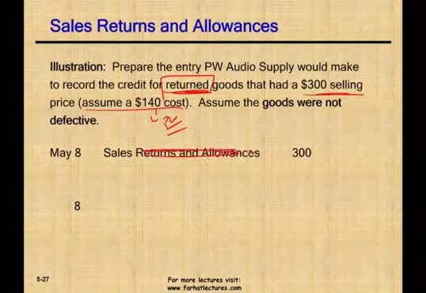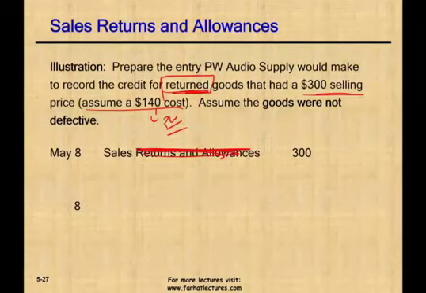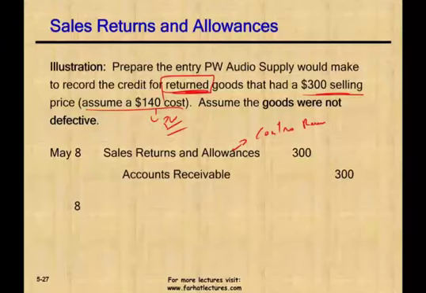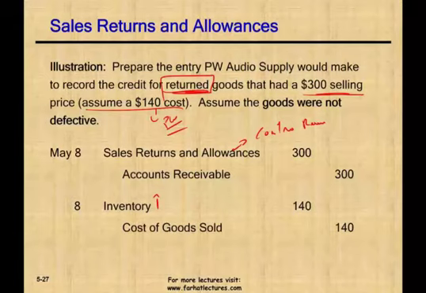Notice we don't only debit sales. We debit sales returns and allowances, which is a contra revenue account. Contra revenue means it's the opposite of a revenue. We credit accounts receivable. We put back the inventory because now we have the inventory, and we credit cost of goods sold. This is a sales return.